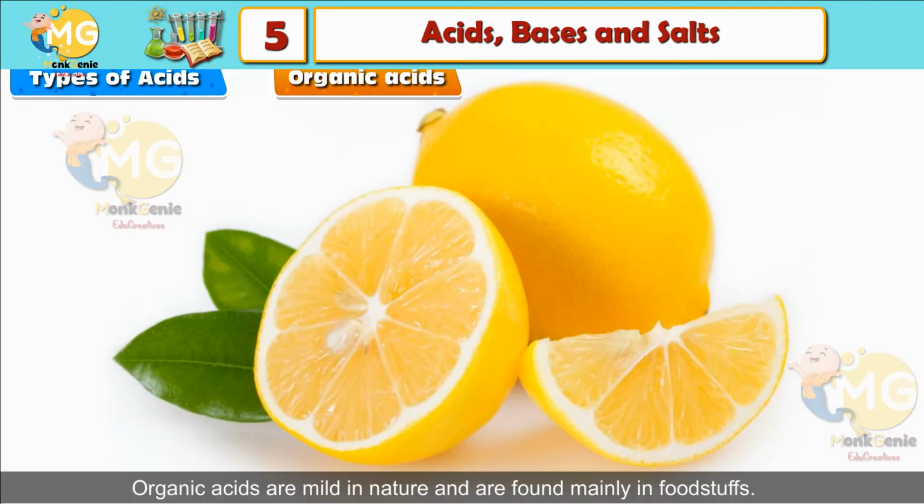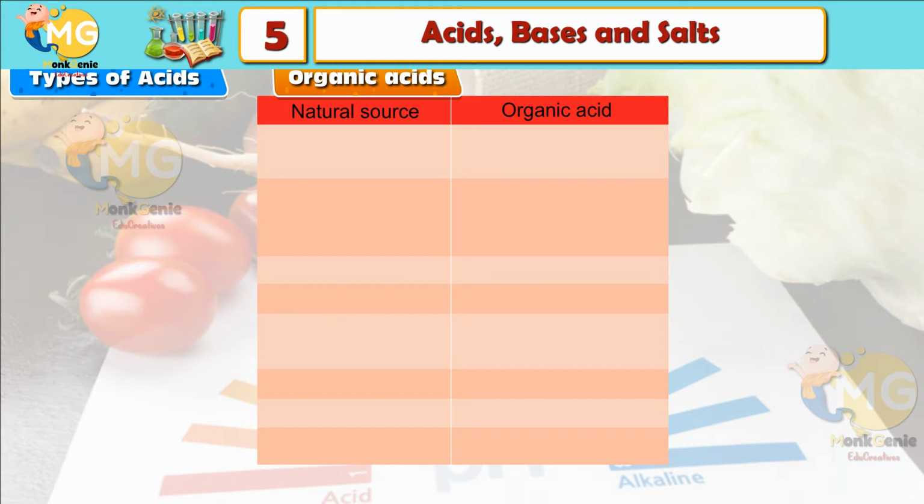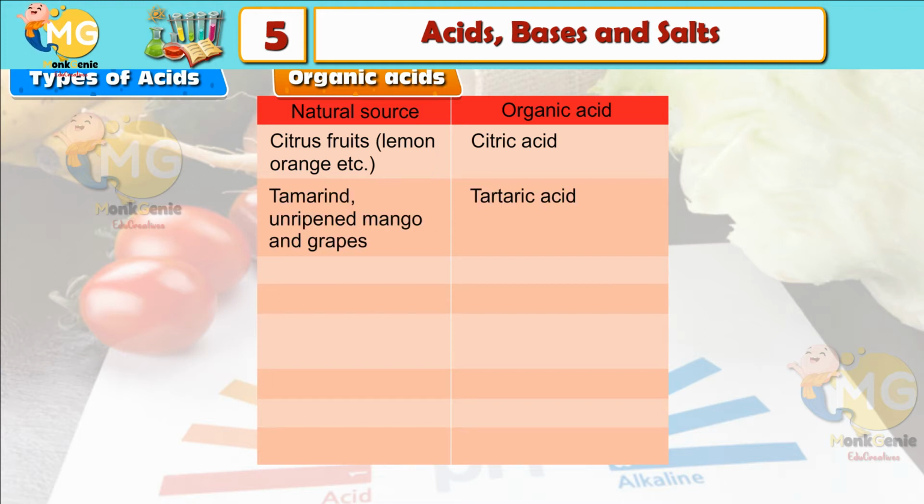Types of acids. Organic acids. Organic acids are mild in nature and are found mainly in foodstuffs. Some of the organic acids and their sources are given here. Natural source, organic acid. Citrus fruits like lemon, orange, etc. have citric acid. Tamarind, unripened mango and grapes have tartaric acid. Vinegar has acetic acid. Curd has lactic acid.